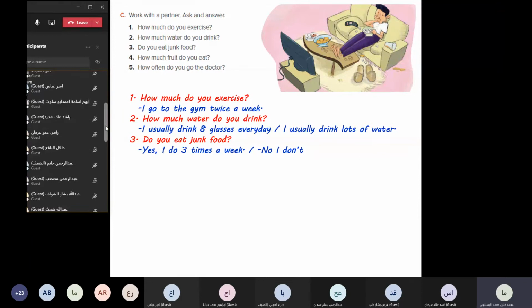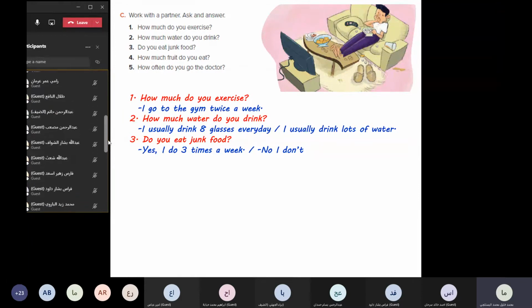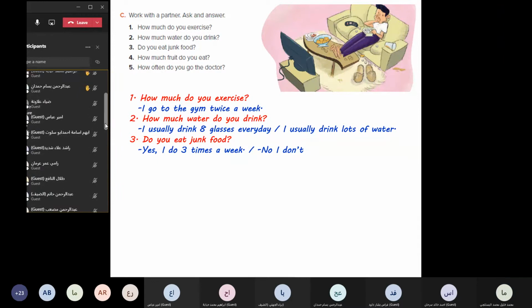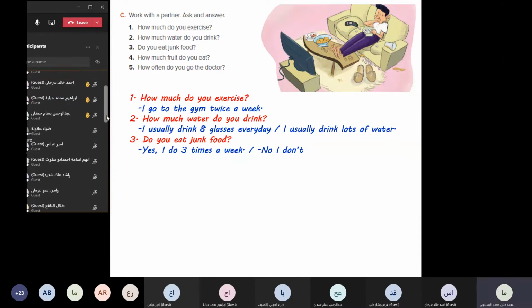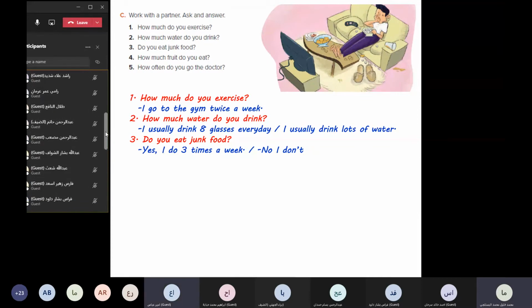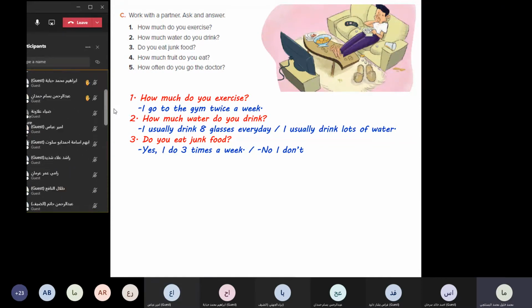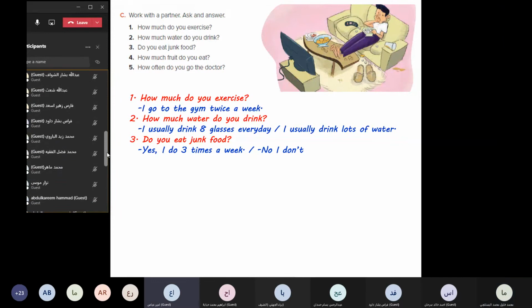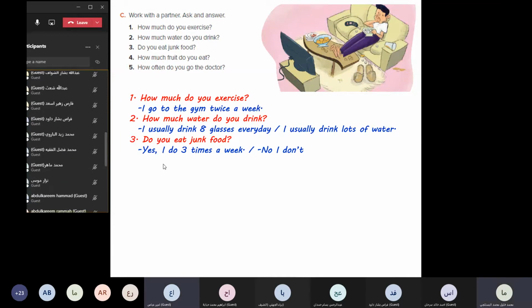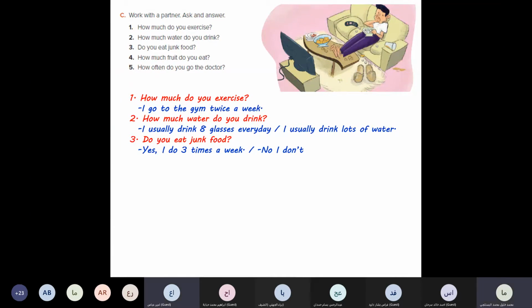Who wants to read? Talal, Nafi', are you here? Talal. Rashid. Ayham. Can I answer, teacher? Yeah. How much fruit do you eat? Good. I eat 3 times a day. Good, thank you.